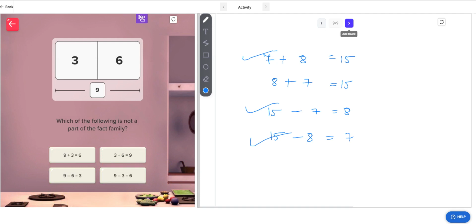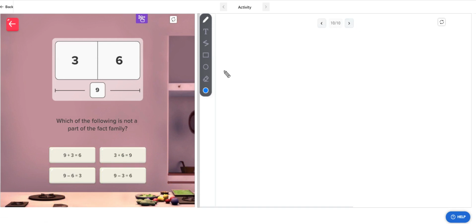Okay, let's try this question. It says, which of the following is not a part of the fact family? Well, the numbers are 3 plus 6, that gives me a total of 9. Another way is I can write it as 6 plus 3 equals 9 as well, right? These are my 2 addition facts. Let's try the subtraction ones. 9 minus 3 is equal to 6 and 9 minus 6 is equal to 3, right?